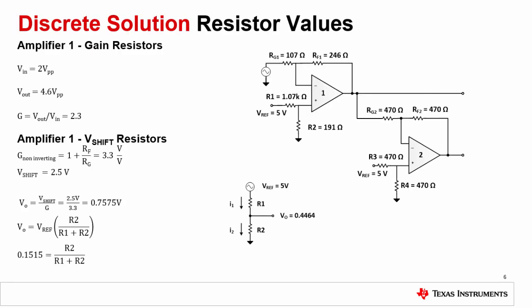For the discrete solution, we need to utilize 2 amplifiers which will have different resistor values. In the first amplifier, our input voltage is 2 volts peak to peak. Our desired output voltage is 4.6 volts peak to peak.